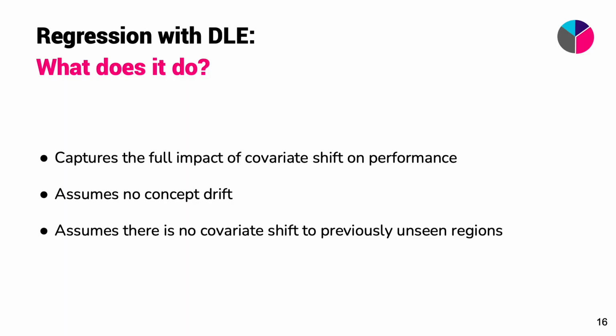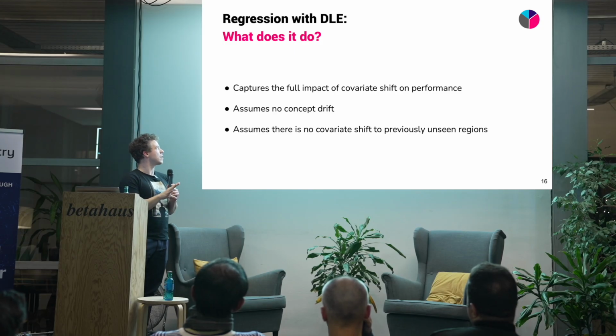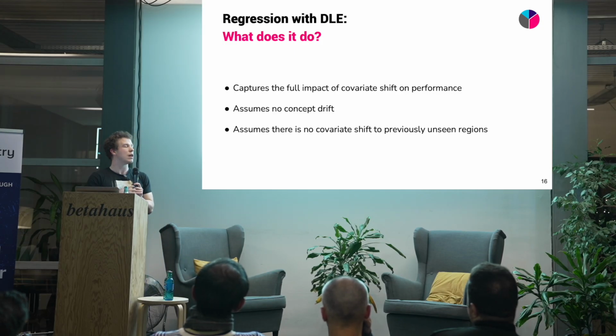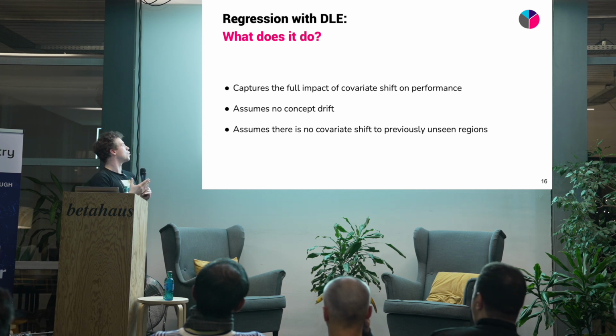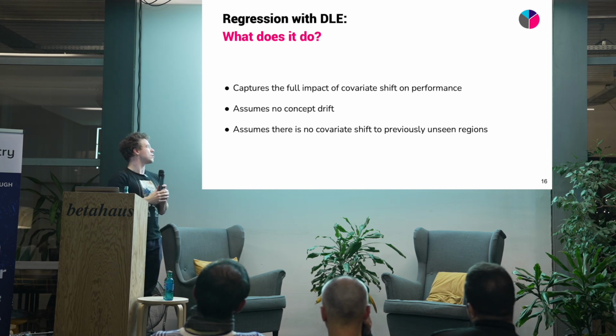What does it do? It captures the full impact of covariate shift on performance. So one of the two reasons why the models can degrade in production, and it's actually the reason that happens more often because you have a lot of features normally. So there's almost always some kind of covariate shift happening in reality. We assume that there is no concept drift because, again, we need to know the ground truth to really measure the concept drift in any meaningful way. And we assume that there is no covariate shift to regions that were unseen, because then we cannot establish any kind of pattern between the covariate shift and performance.